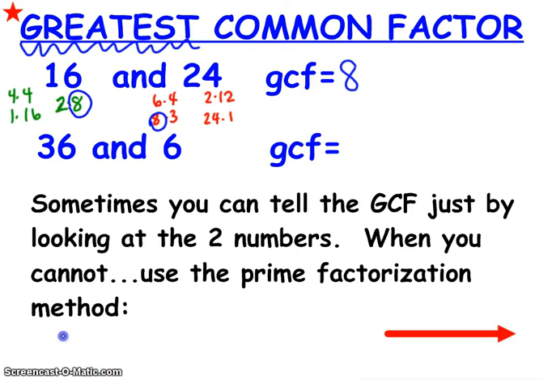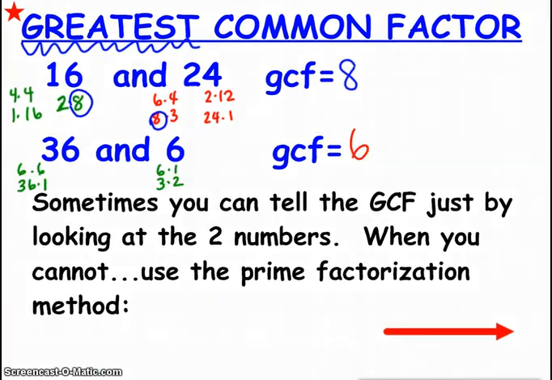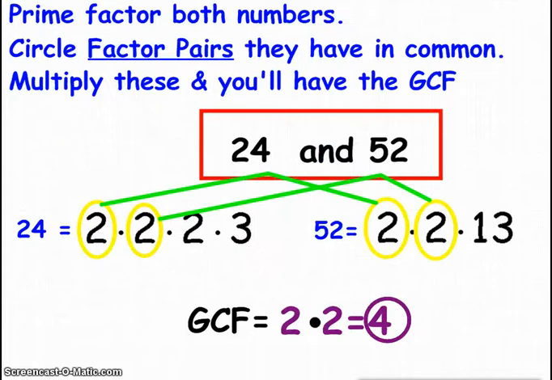All right, why don't you try it with 36 and 6? All right, so when you did your factorization of 36 and 6, you should have noticed that the greatest common factor that is shared by both is 6. All right, so sometimes it's easy to see, but if not, what we can do is called prime factorization.